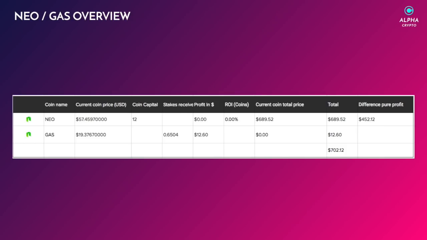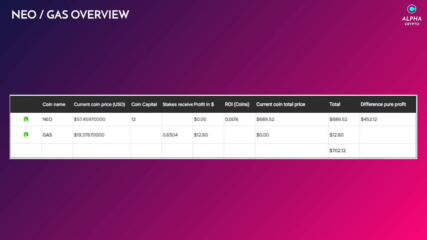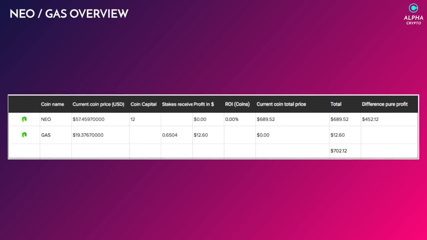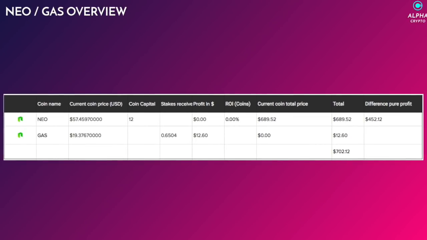So a quick look at NEO and gas. NEO at the moment is at $57, which is one of the cheapest prices I've ever seen NEO at. So if you're new and you want to get some NEO, now's the time to buy it. And gas price is at $20 as well.